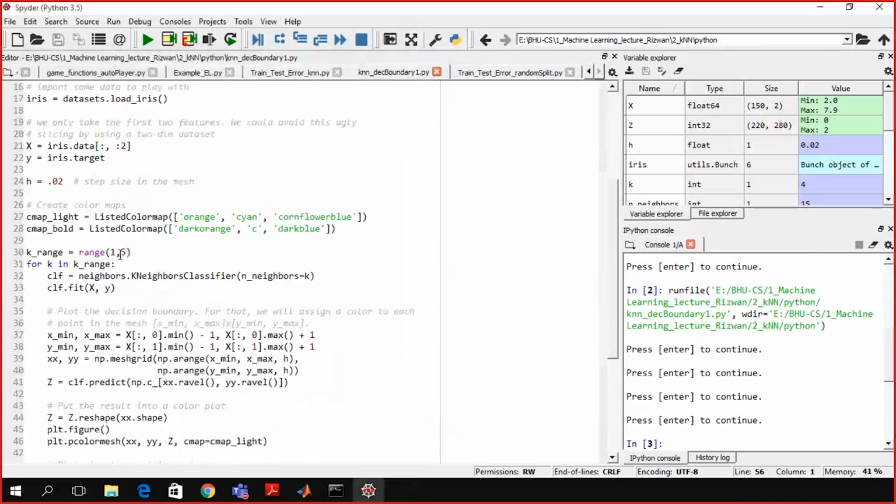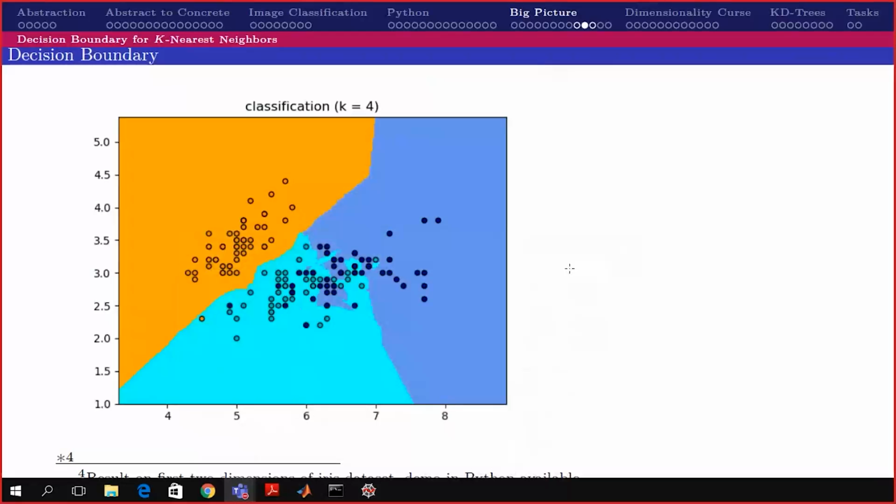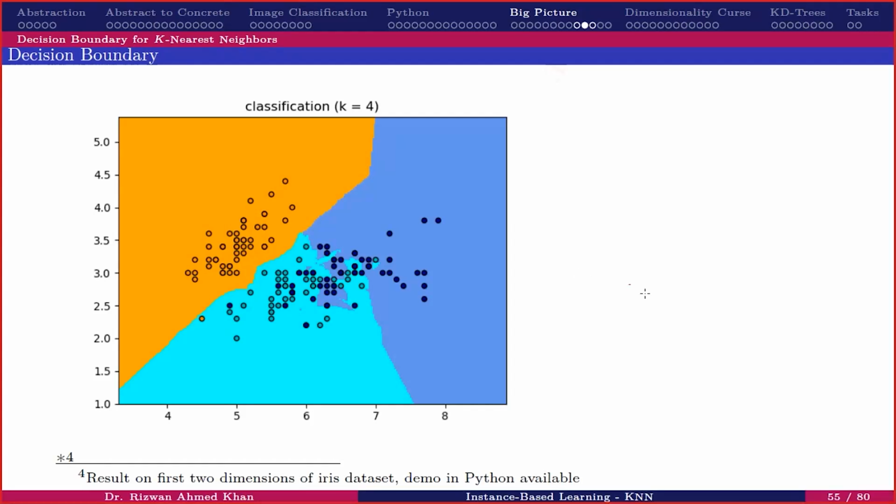So I ran it 4 times. You can run it for, let's say, k equal to up to 13, and see actually when you start increasing, you will have an average label. If k equal to, let's say, 50, you'll get the average label in the feature space, right? So it's like underfitting. Any question from this example?